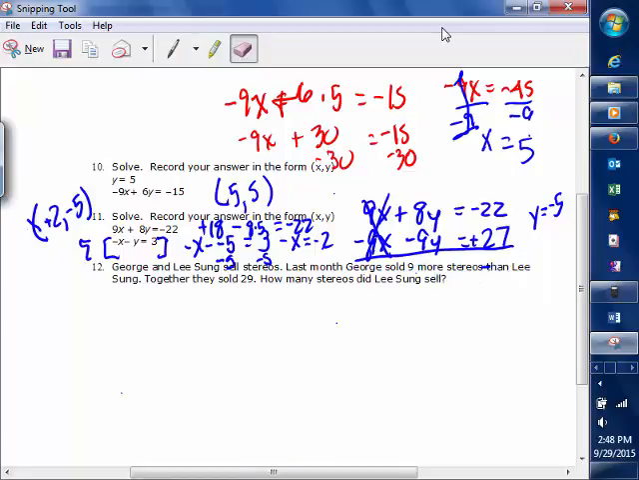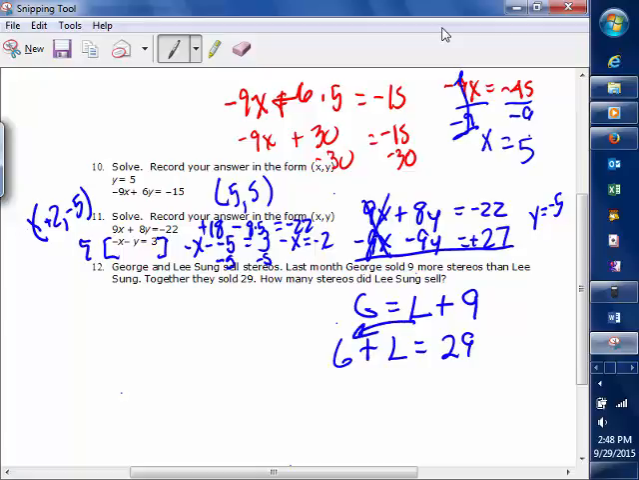just so that you can see it, I'm going to erase those. Okay, George and Lee Sung sell stereos. George sold, so George equals Lee plus 9. Together they sold 29, so George plus Lee equals 29. Let's substitute in, instead of writing G, let's write L plus 9. So L plus 9 plus L is 29.